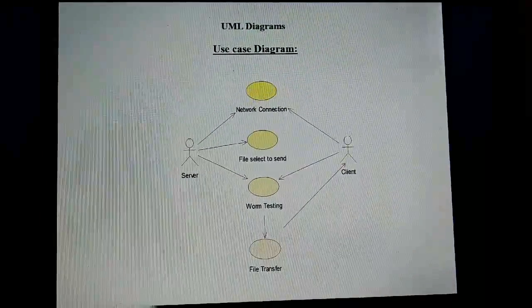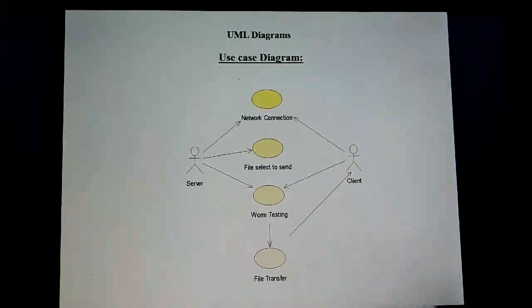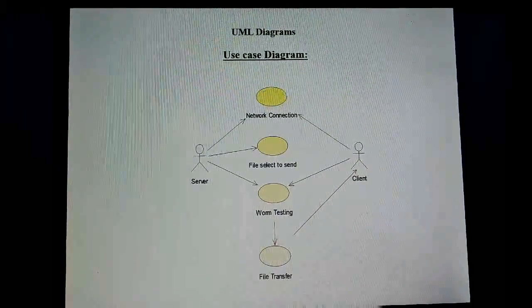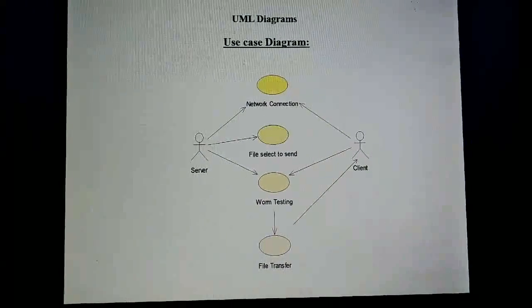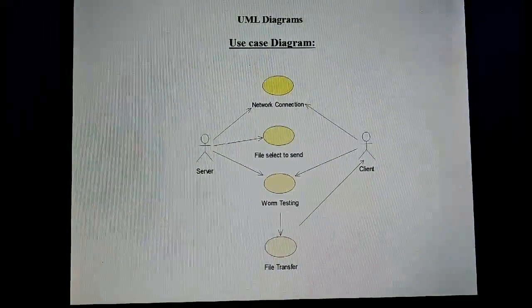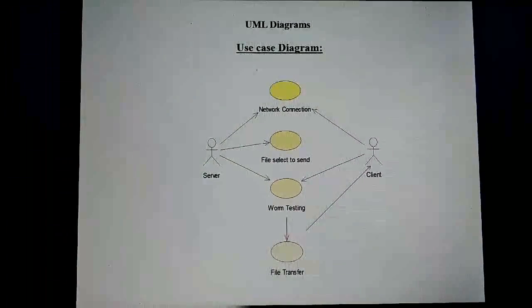Let's move on to the UML diagrams. The first is the use case diagram. Here, the server and the client are the actors. They establish a network connection. First, the server selects a file to send to the client. Then the worm testing process is activated and the file transfer continues.